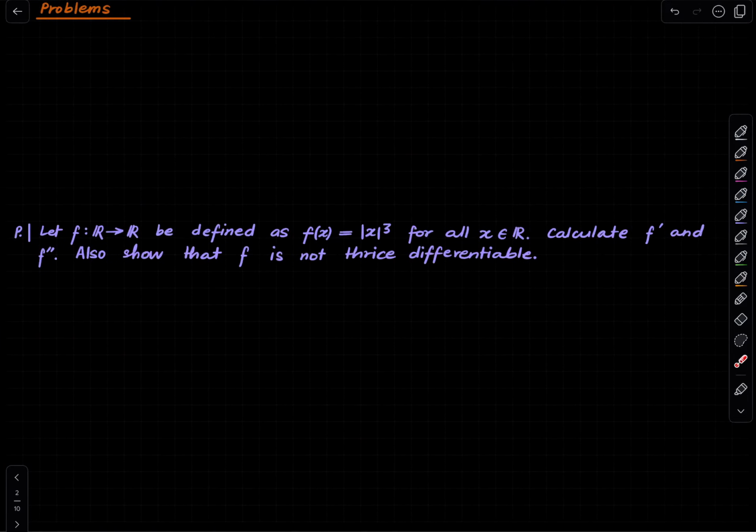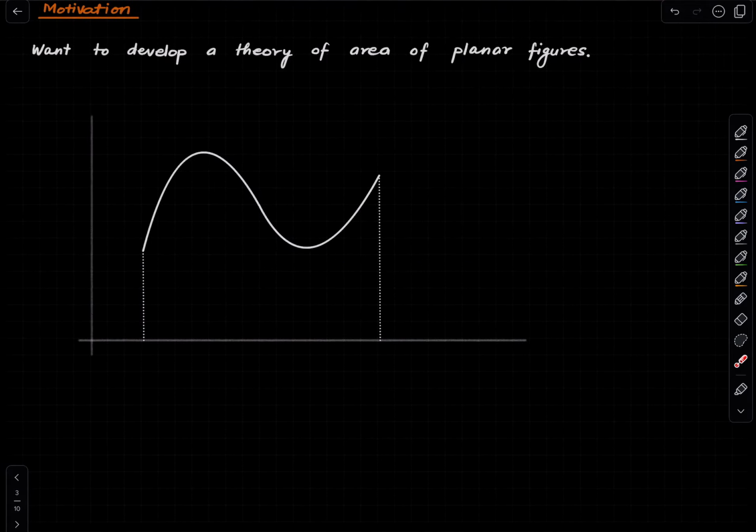One very simple problem for practice. And now let us get started. So what are we trying to do? We're trying to develop a theory of area of planar figures. So our high school geometry experience teaches us how to find areas of such things.